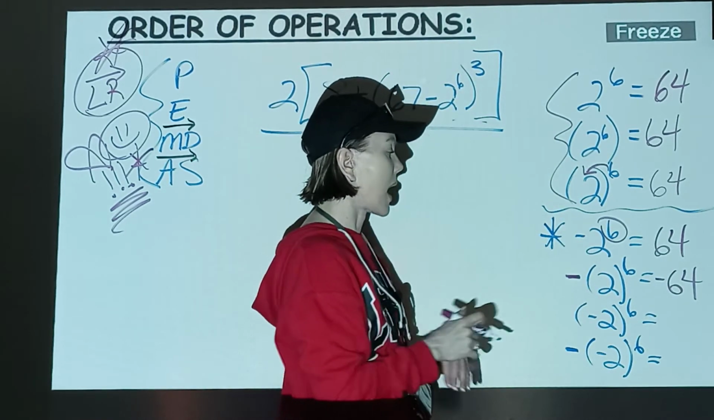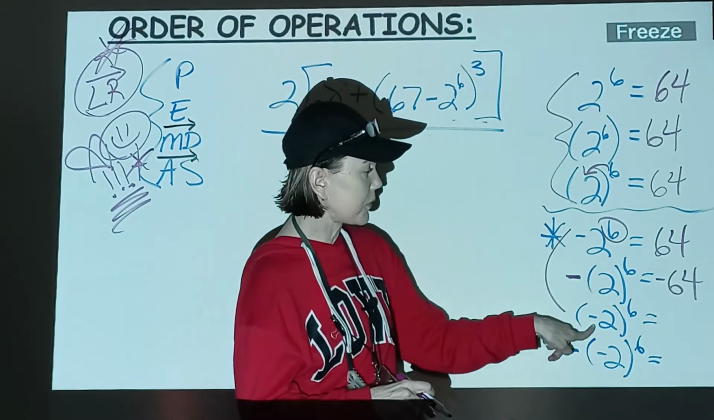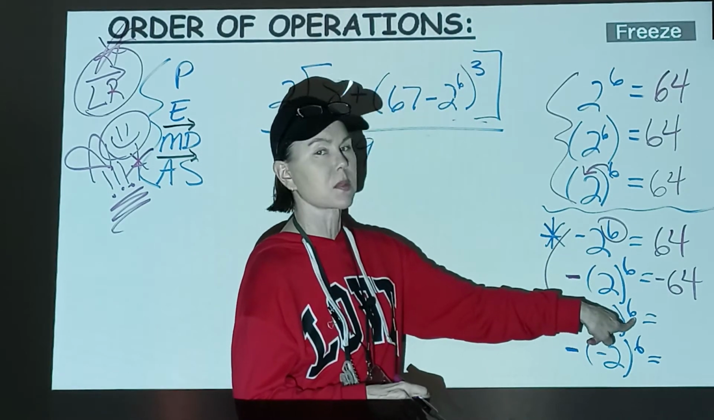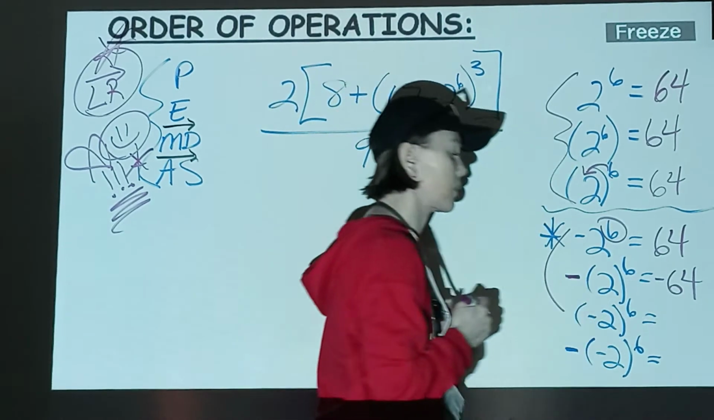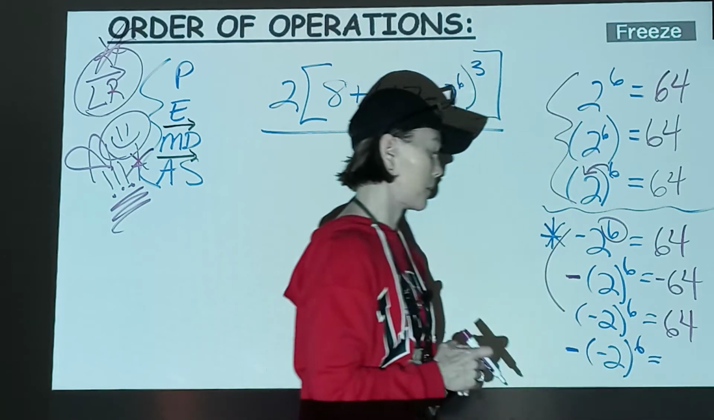Now, you guys, these two are one and the same. This is a negative 2 being raised to the 6th power. They just put the parentheses around it. It's still a positive 64.